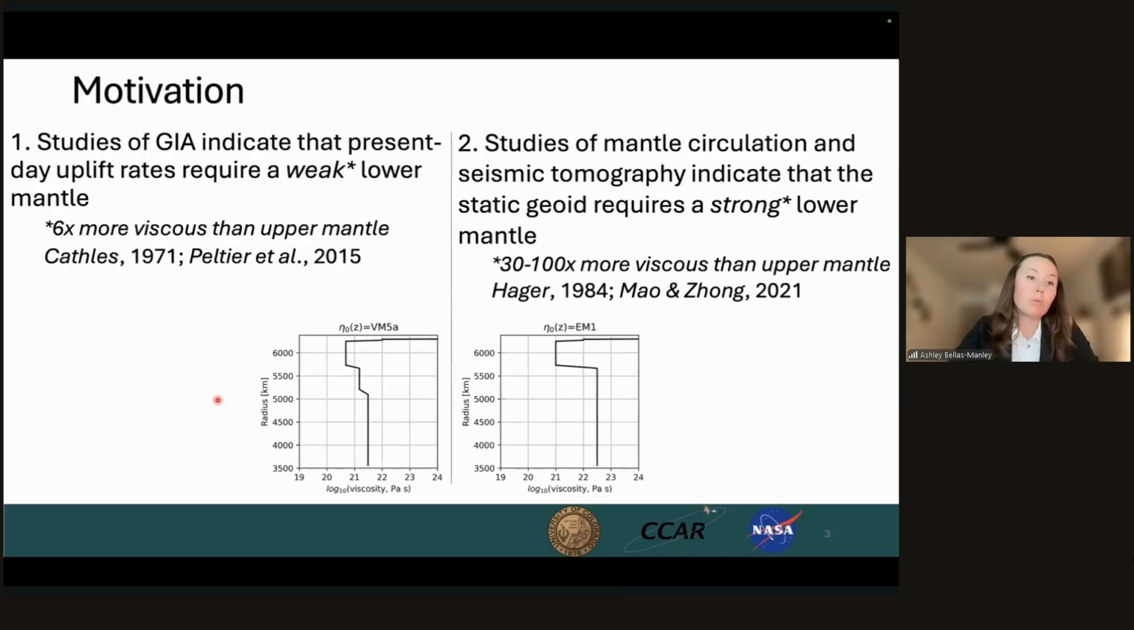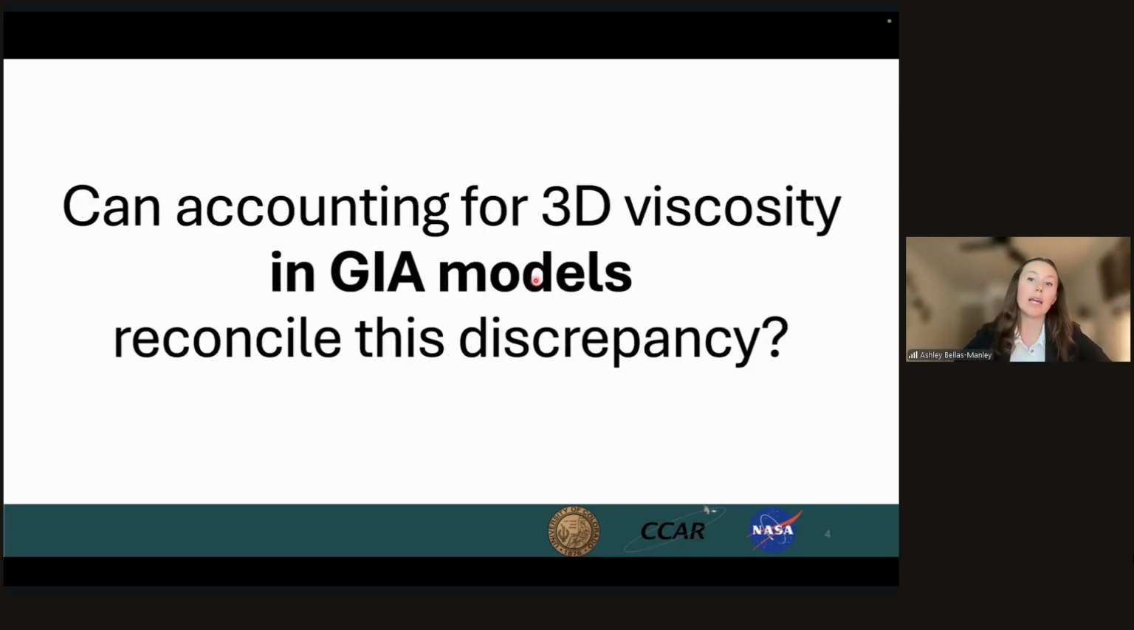The motivation for this work is that studies of GIA have indicated for a long time, since the 1970s, that the lower mantle is weak, and by weak I mean 6 times more viscous than the upper mantle. On the other hand, studies of mantle convection have indicated for almost an equally long time that the lower mantle is strong, in other words, 30 to 100 times more viscous than the upper mantle. There are really compelling collections of observations that are only fit on each side of the aisle by the viscosity contrast that the different groups argue for. And so in this work, we ask, can accounting for 3D viscosity in GIA models reconcile this discrepancy?